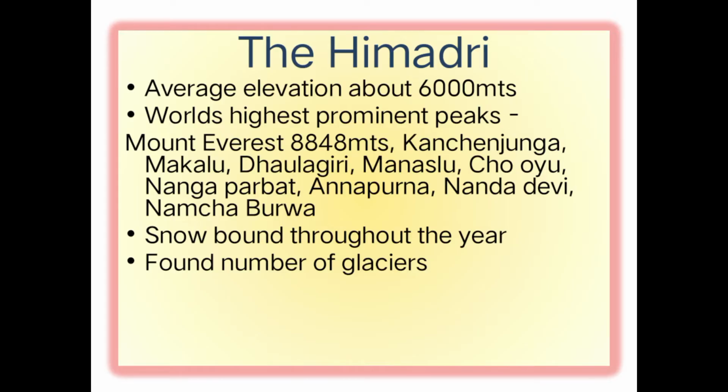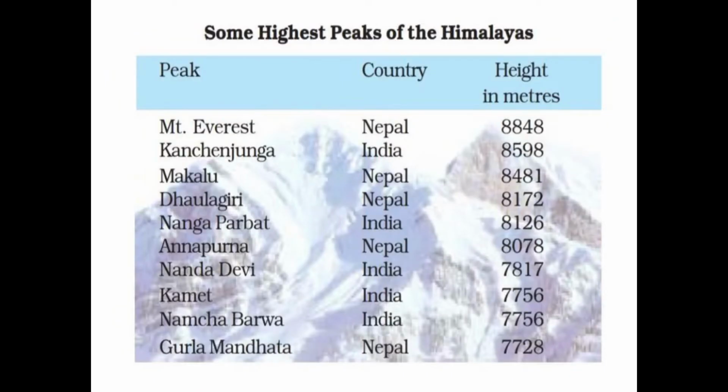The average elevation or the height of the Himadri is 6,000 meters. The world's highest prominent peaks, Mount Everest, Kanchenjunga, Makalu, Dhaulagiri, Manaslu, Cho Oyu, Nanga Parbat, Annapurna, Nanda Devi, Namcha Barwa, all these prominent mountain ranges and hills are located in the Himadri range. The greater Himalayas are snowbound throughout the year and have a number of glaciers.